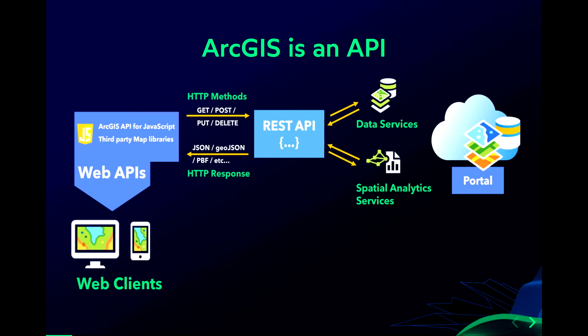So I wanted to start the talk off by going back to basics with a very simple but powerful statement, and that is that ArcGIS is an API. With the ArcGIS system, all of your hosted data, as well as the location and spatial analytics services you might be using, have been made accessible by Esri in a rich, modern API. This is a RESTful API. It's built using open standards, and it can be accessed by simple web requests, simple HTTP methods.